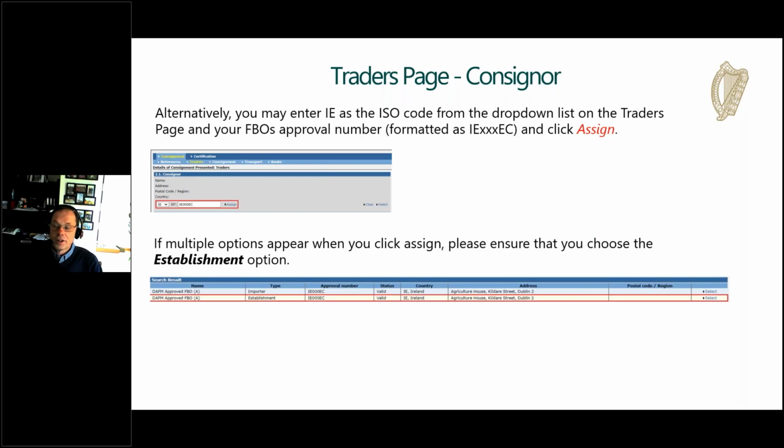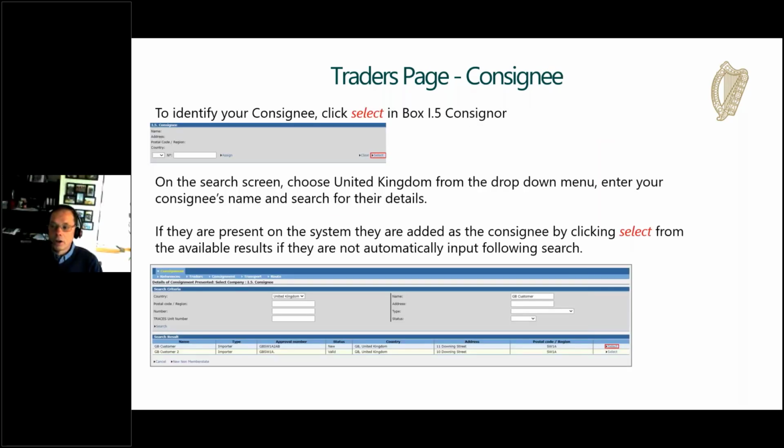To identify your consignee, click Select in box 1.5 Consignor. On the search screen, choose United Kingdom from the drop-down menu. Enter your consignee's name and search for their details. If they are present on the system, they are added as the consignee by clicking Select from the available results, if they are not automatically input following search.